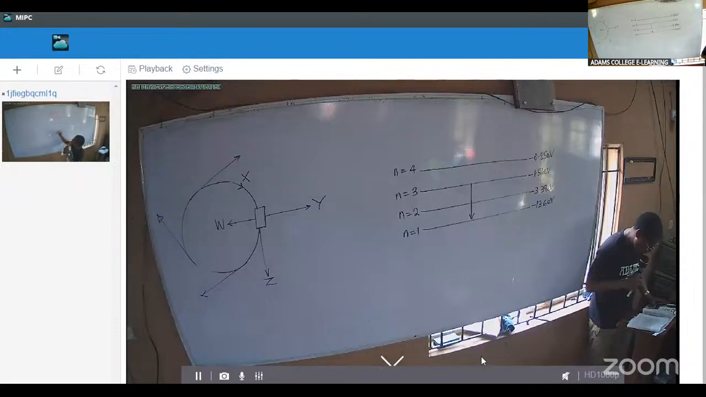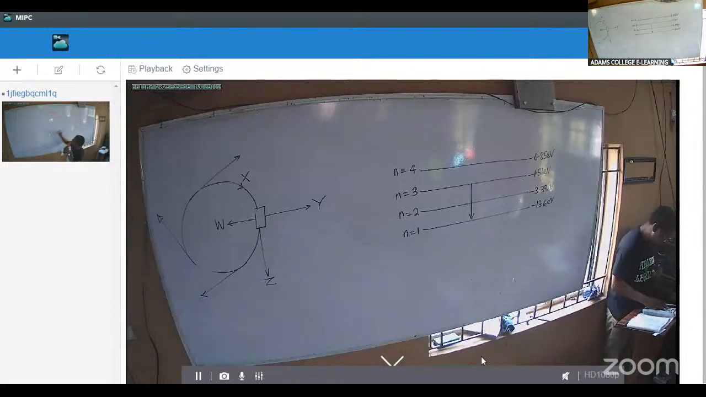The diagram above illustrates electron transition from energy level n equals 3 to n equals 1, full stop.